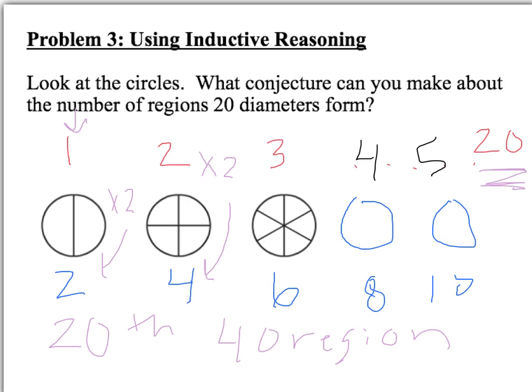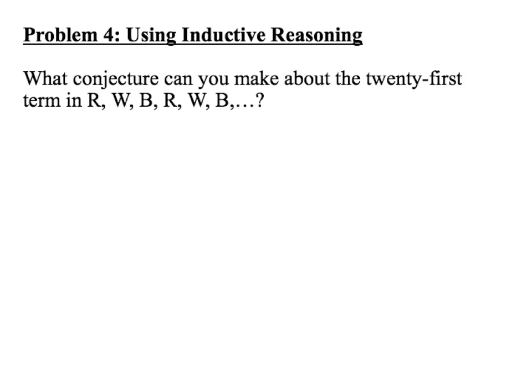So I would use a pizza slicer and cut them out into 40 different slices. Those are pretty thin. In this next problem, it's asking what conjecture can you make about the 21st term?